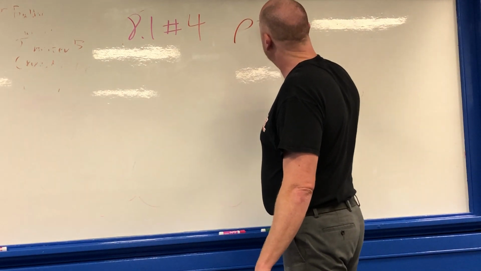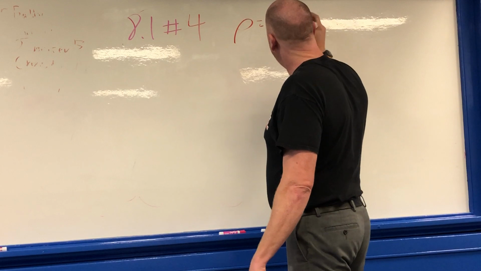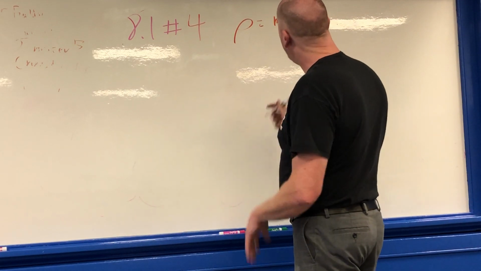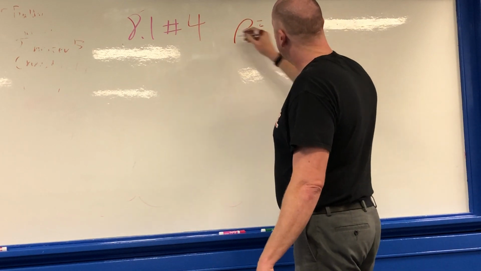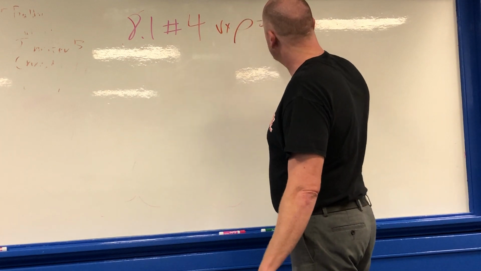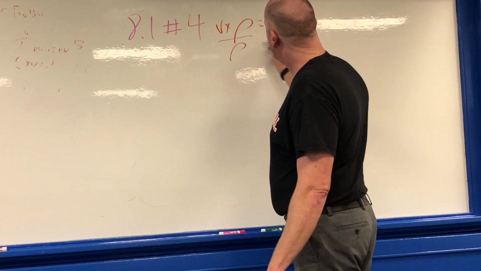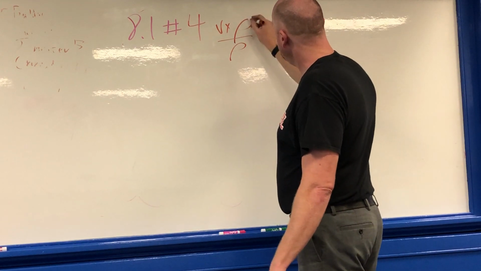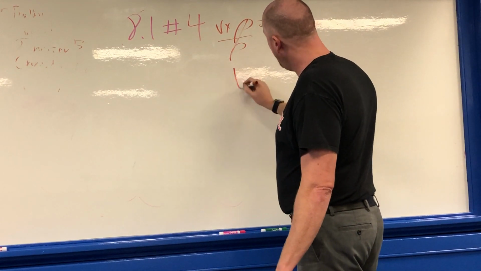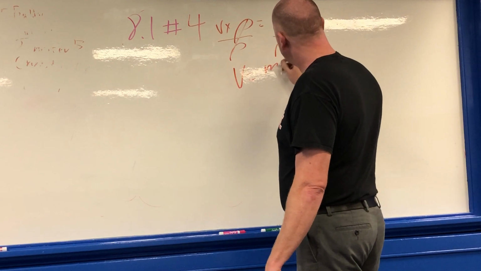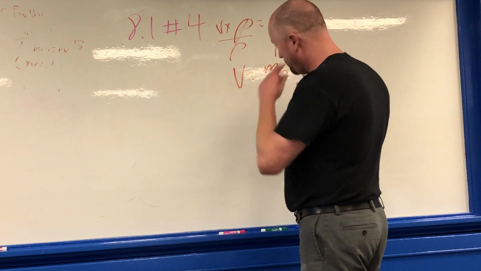Density is equal to mass over volume. But this time we're trying to solve for volume. Multiply both sides by V, which gets it off the denominator. And then divide both sides by density. And I get volume is equal to mass over density, right?